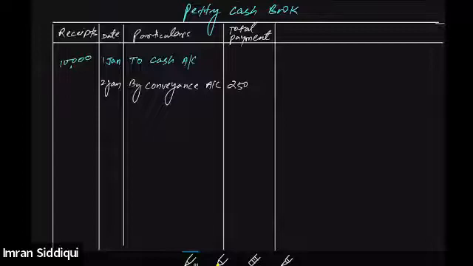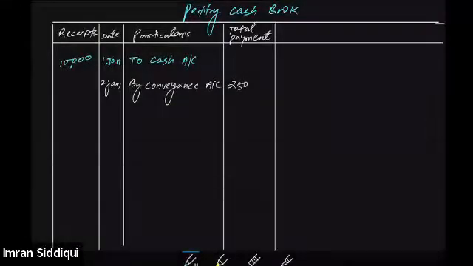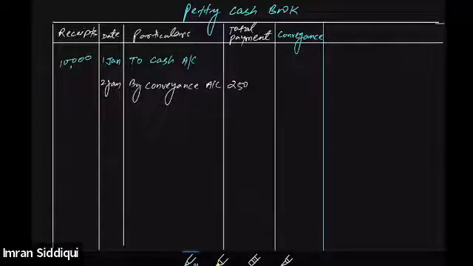Now see, since we have paid an expense relating to conveyance, we will have to make a separate column for the conveyance as well. So let me prepare a column for the conveyance. 250 will be recorded here as well. Is this clear, everyone? Yes, sir. Okay.